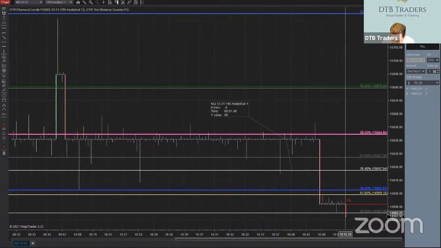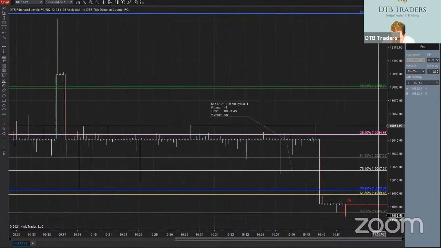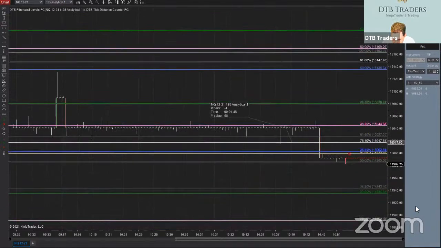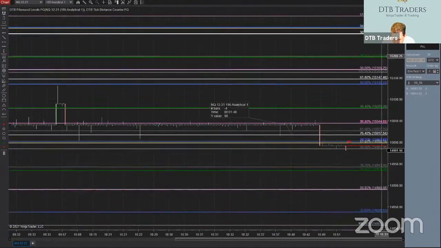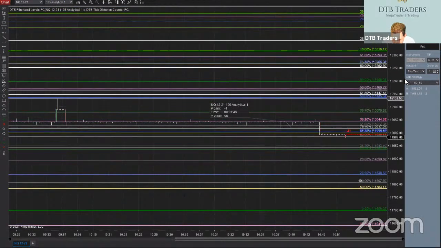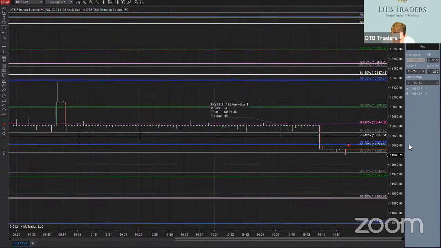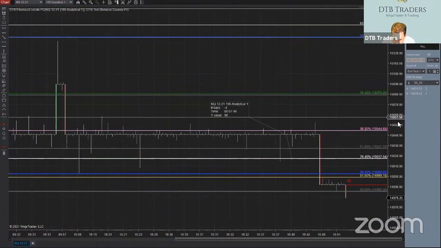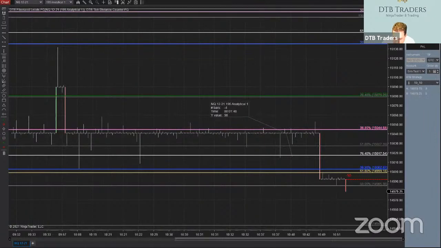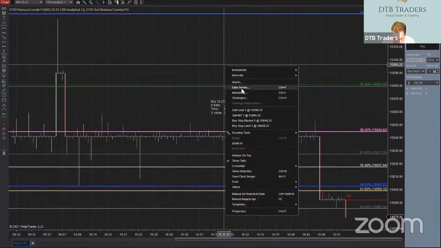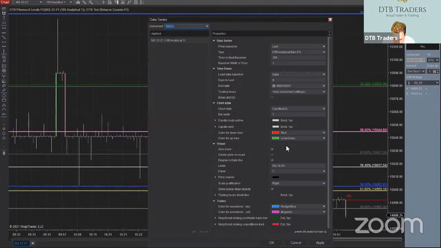Okay, so right now we're at the 50% of the 5-minute chart. So look at all those levels from all the different time frames that are built in here. That's where we are right now. If I go center price on scale, just so we can see things a bit better.